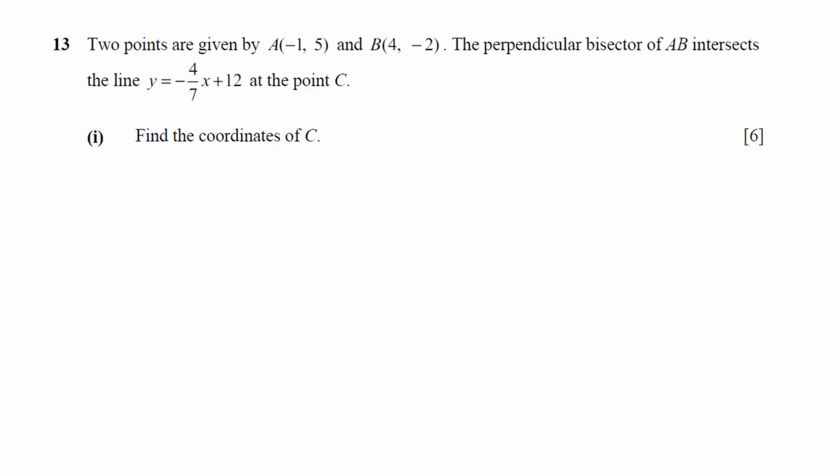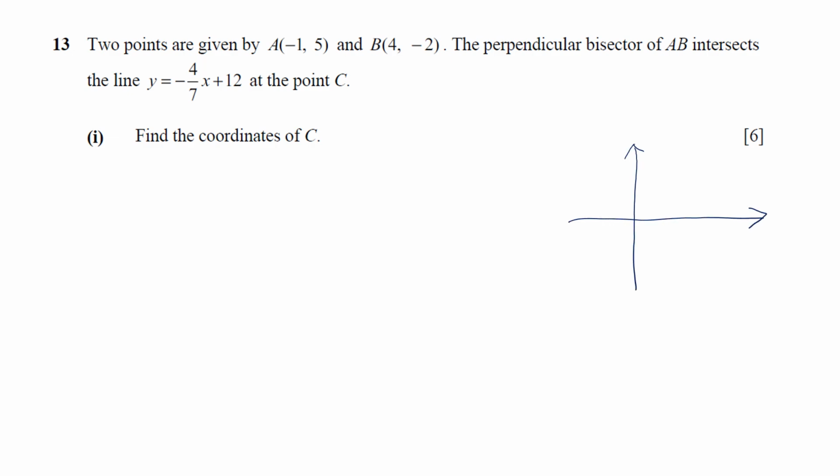Alright, let's look at question 13. Question 13 is a question of coordinate geometry. You're given 2 points there. The perpendicular bisector of AB intersects the line at point C. Find the coordinates of C. Sometimes it's very difficult to visualize, so it's best to just sketch the diagram. You don't need to be very accurate, okay? Just a sketch will do.